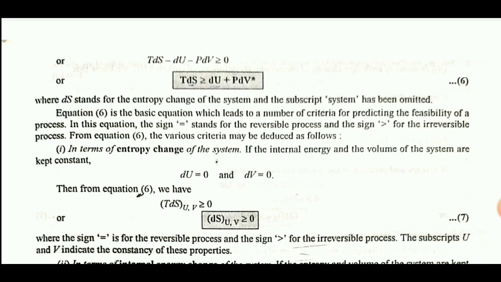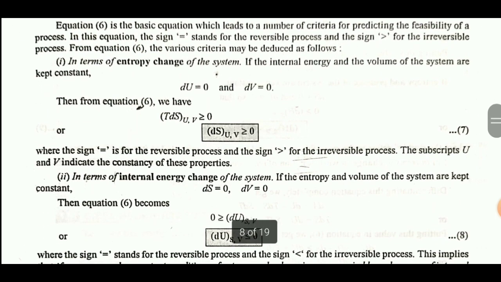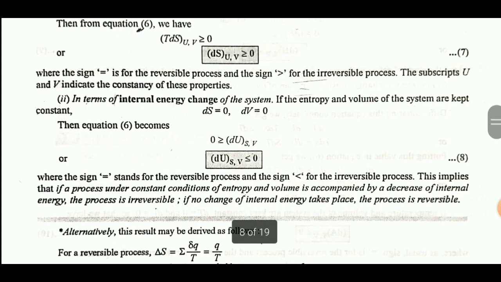In this equation, the sign equal to stands for the reversible process and the sign greater than for the irreversible process. In terms of entropy change of the system, if the internal energy and the volume of the system are kept constant, dU is equal to 0 and dV is equal to 0, then from equation 6 we have dS at constant U and V is greater than or equal to 0, where the sign equal to is for the reversible process and the sign greater than for the irreversible process. The subscripts U and V indicate the constancy of these properties.